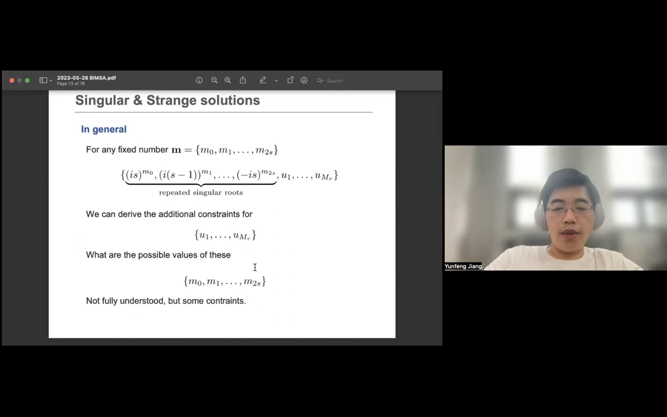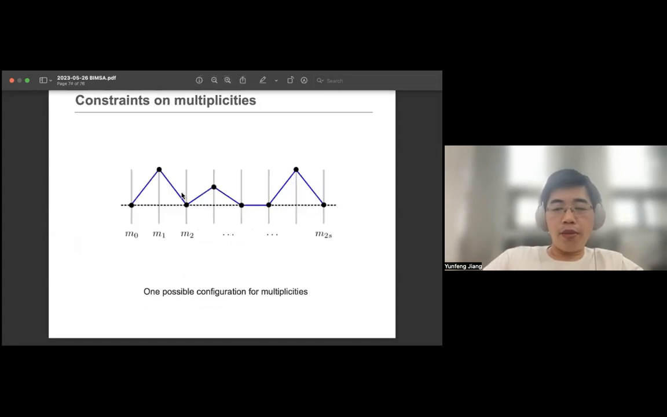But so far, there's one thing we didn't fully solve, which is that we still don't know what the possible values are for this M0 to M2S. A priori, it seems they can be arbitrary, but actually after some careful analysis, they are not. So we managed to derive some constraints for this M, which are the multiplicities of the singular roots. I will just use this picture to finish this discussion.